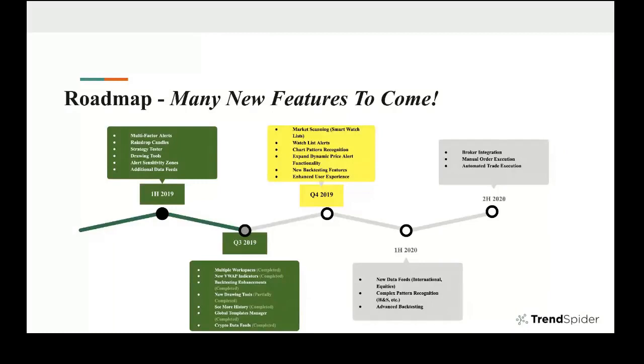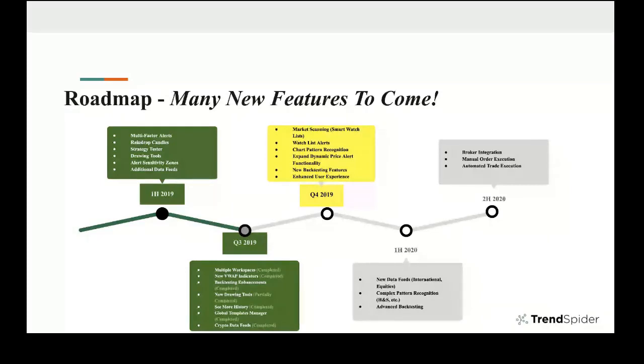Same thing with the watch list. If you have a watch list where you want to know when the MACD crosses to the upside, for any stock in that watch list, you'll have the alert whenever the MACD crosses. Pattern recognition, so bull flags, bear flags, that type of thing, we're working on as well in the last quarter of 2019. And into 2020, we will definitely be working on the data side.